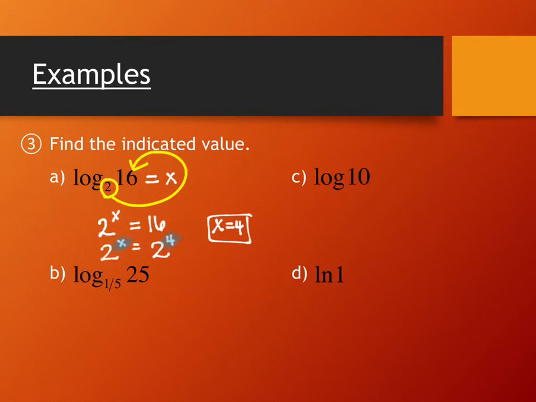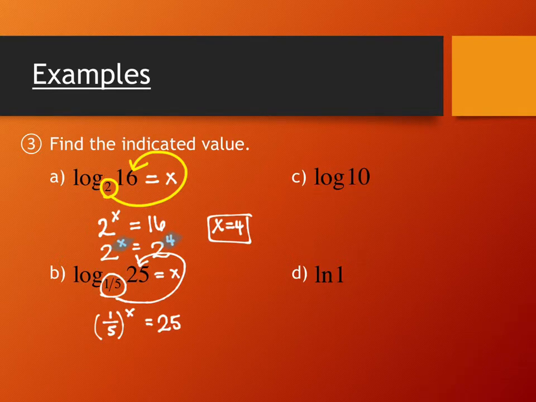If you take a look at part B, that rewriting process becomes a little bit more useful. I circle my base, I put equals x. I circle my base and I draw my arrow around. So I have 1/5 to the power of x equals 25.